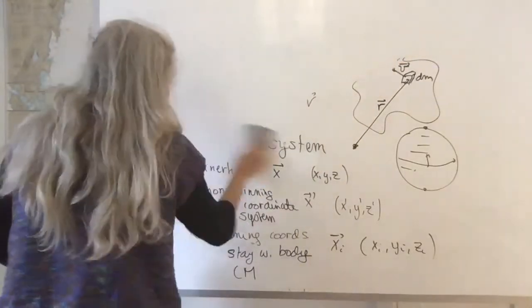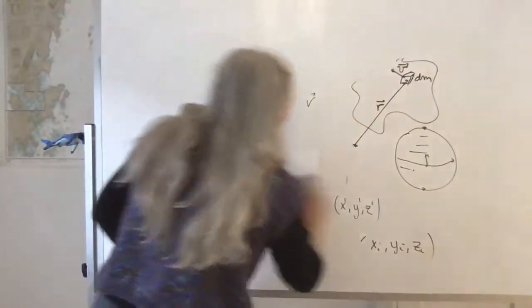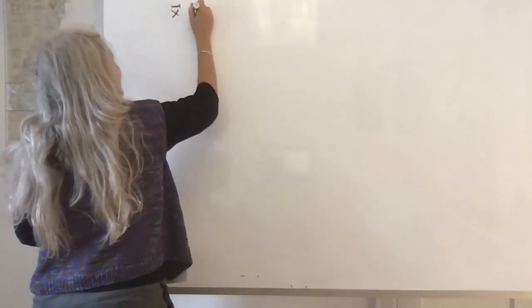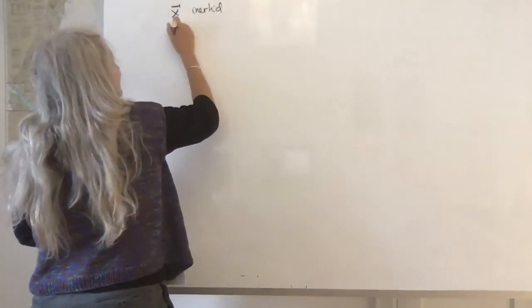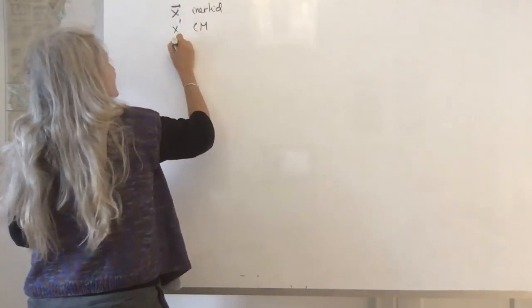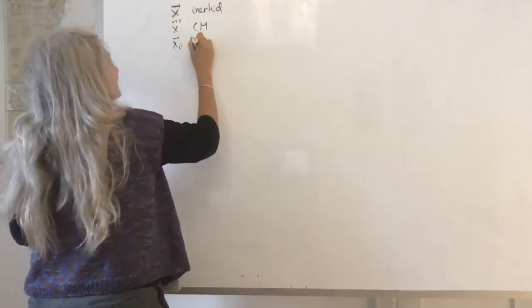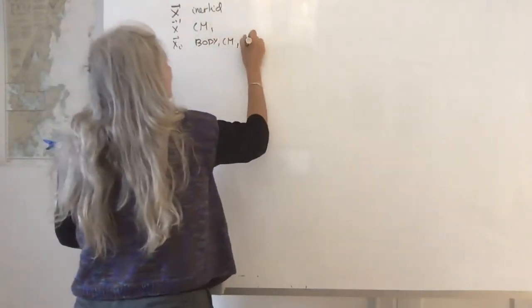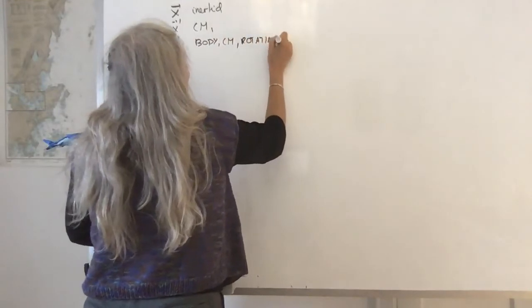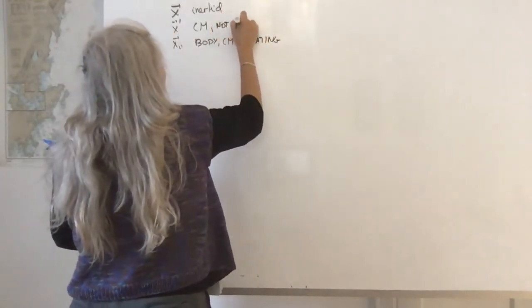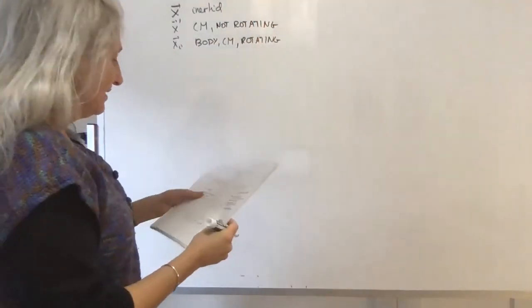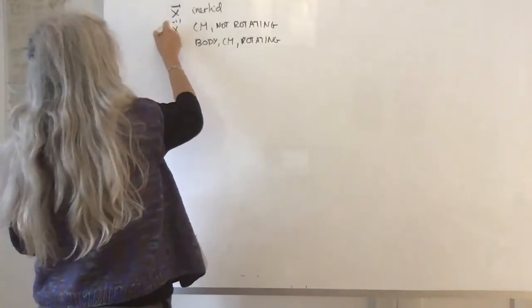So now that we've defined our coordinate systems, I have to relate them to each other. So let's write again what they are. We have x, I'm going to call that inertial. Then we have x prime, that's the center of mass. And then we have xi, and that's the body one. It's also a center of mass. So this one's rotating and this one's not rotating. So let's just remind ourselves. Okay, so let's relate these two together.